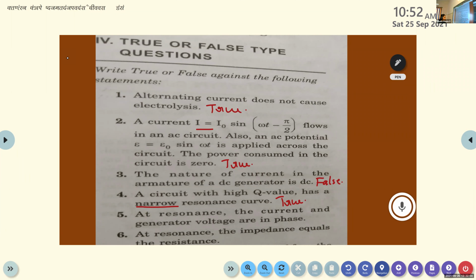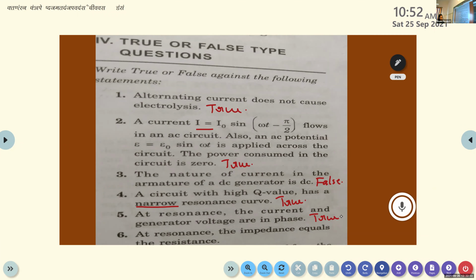Is it true or false? True. It is true. At resonance, the current and the generated voltage are in phase. Resonance condition, X_L is equal to X_C. At resonance condition, the phase angle between the voltage and current is 0. At resonance, the current and generator voltage are in phase. It's true. The last one, at resonance, the impedance equals resistance.